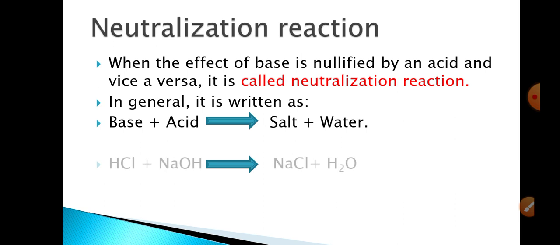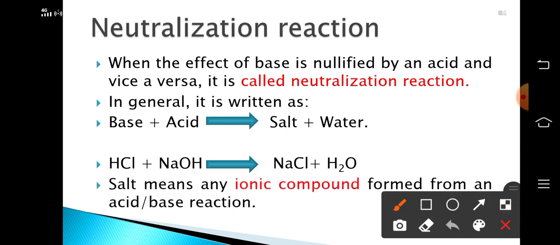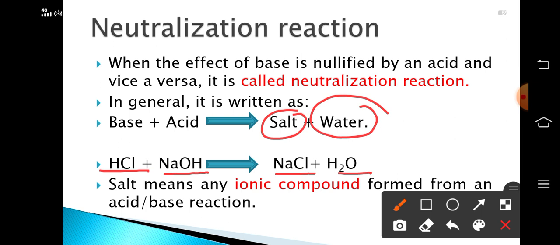So let us take an example of an acid and a base. Suppose we have taken HCl as an acid and NaOH as a base. Then we will get a salt, that is NaCl, and we will get water. Such reactions are known as neutralization reactions.